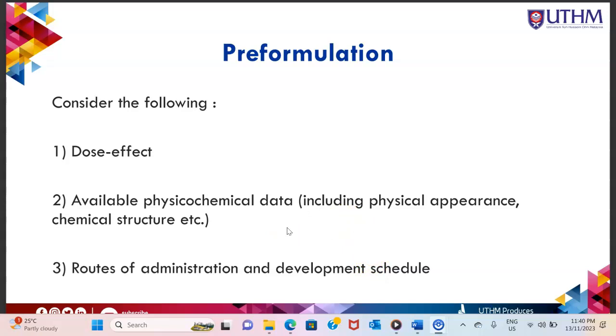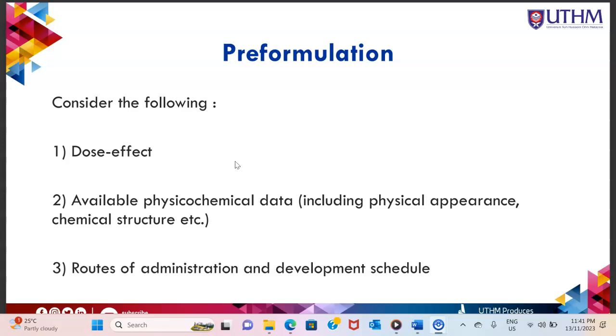Right. So for dose effect, it refers to the relationship between the dosage of a drug and its physiological effects. Understanding the relationship is crucial in formulating a drug product that achieves the desired therapeutic effect while minimizing adverse effect. And so you really want to know what is the right dosage that you need to put into your final drug formula. The pre-formulation stage assesses the optimum dose range and the form in which the drug should be administered.